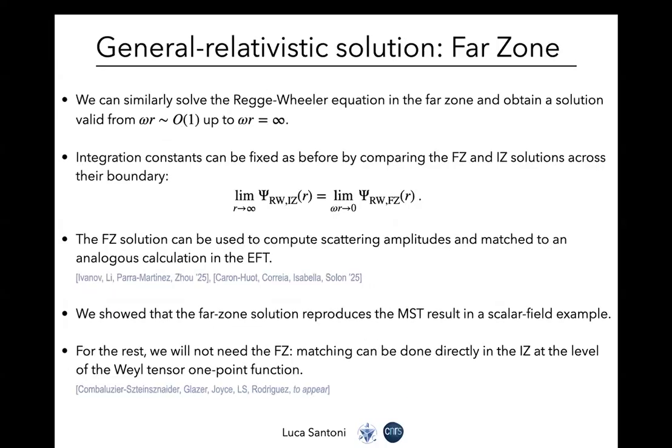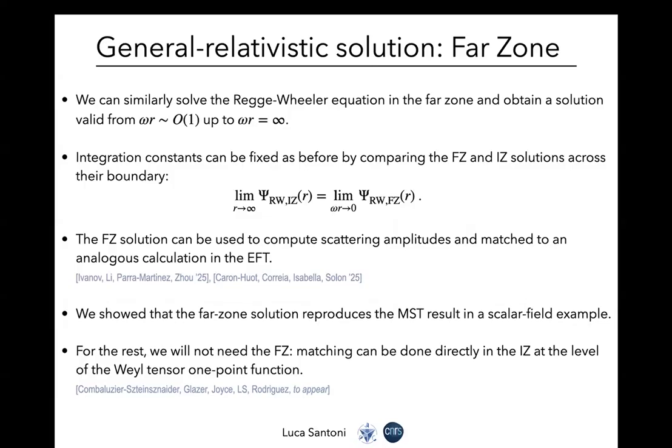Now you can even go to the far zone. Let me define a far zone that goes from omega r of order 1 up to infinity. Once again, I repeat my logic: I compute the solution, I match across the boundary between the intermediate and far zone, I turn the crank and so on and so forth, and I can compute some observable, for instance.